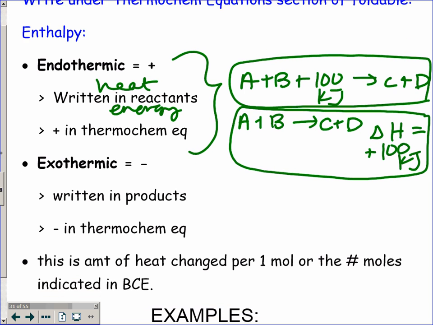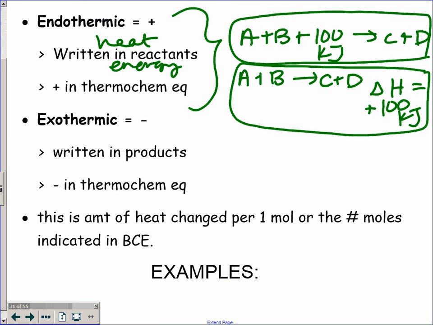So can you guys use the same exact setup, but modify it so it looks exo? Let's try to use the same system we have here, but make it an exothermic reaction.